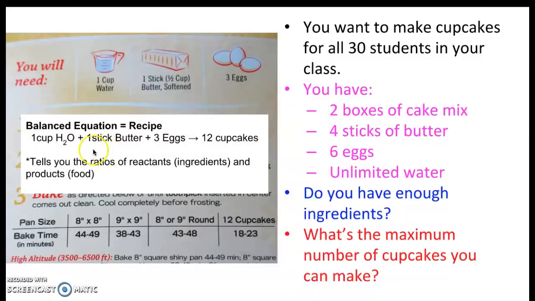Well, the reason why a recipe is important is because it tells you the ratio of reactants, which are sort of like your ingredients, and the ratio of products, which is like your food. So that'll help you to answer these sort of questions at the bottom.